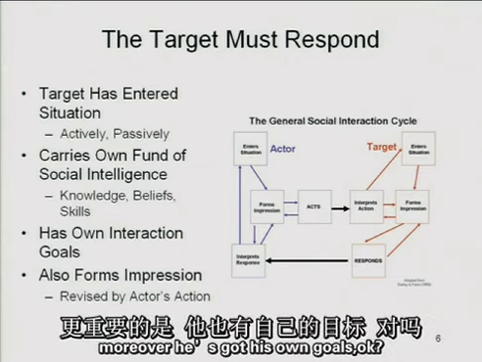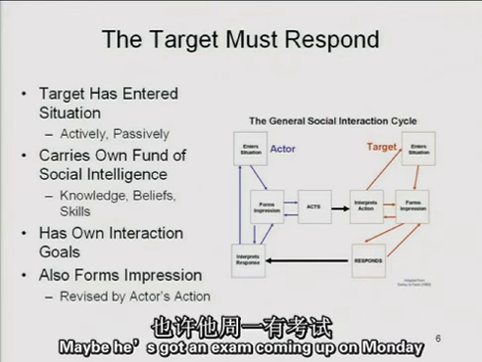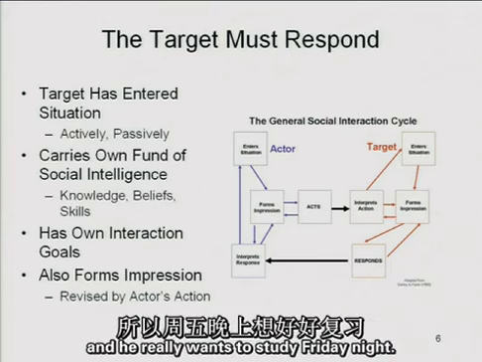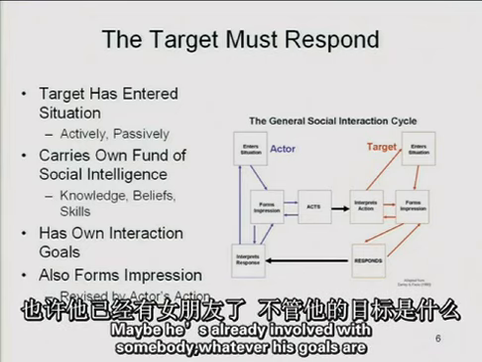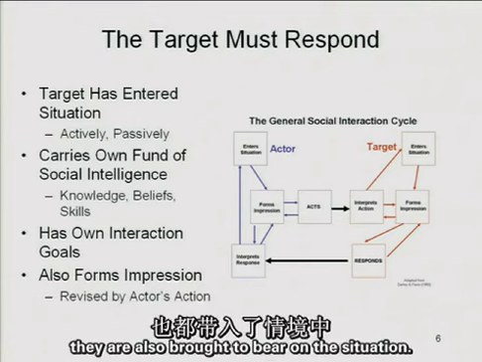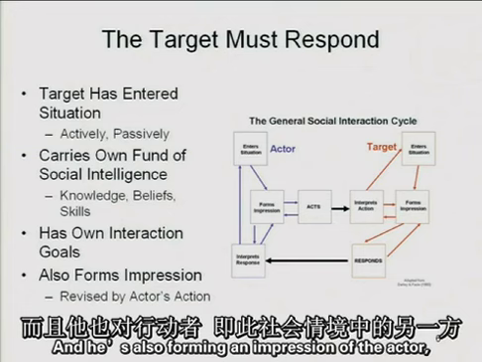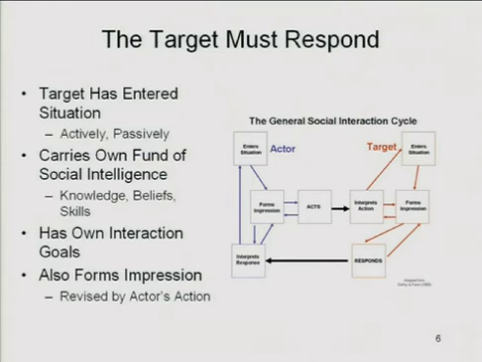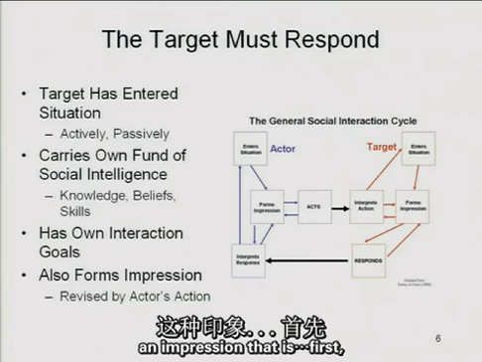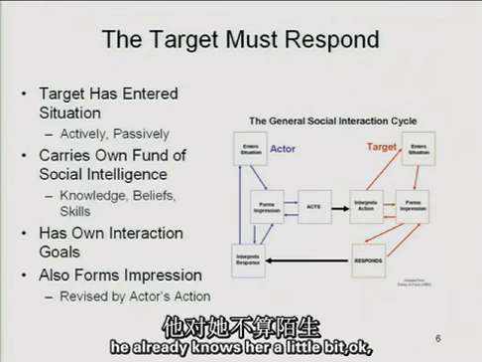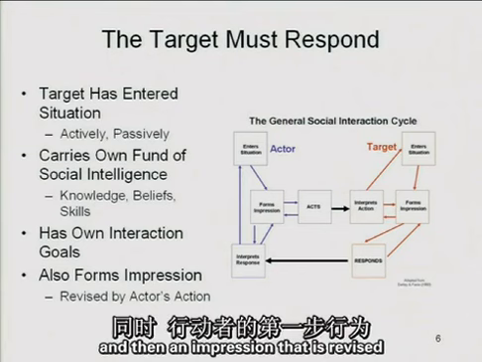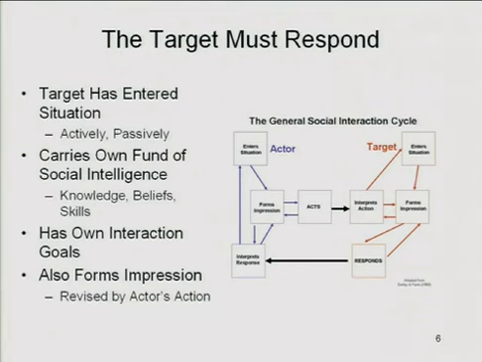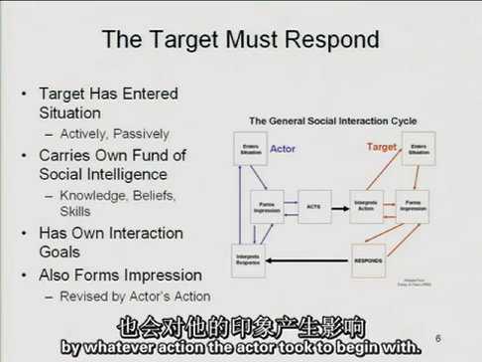Moreover, he's got his own goals. Okay, maybe he's got an exam coming up on Monday and he really wants to study Friday night. Maybe he's already involved with somebody. Whatever his goals are, they're also brought to bear on the situation. And he's also forming an impression of the actor, the woman who's the other partner in the social situation. An impression that is, first, he already knows her a little bit, okay, so he's got that impression, and then an impression that is revised by whatever action the actor took to begin with.